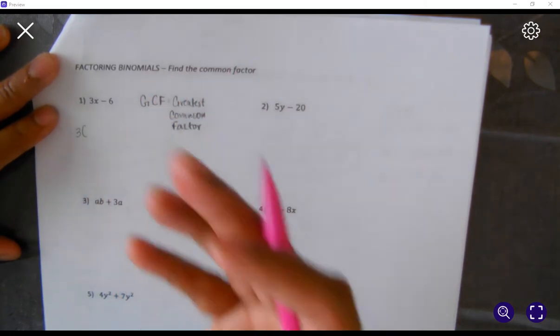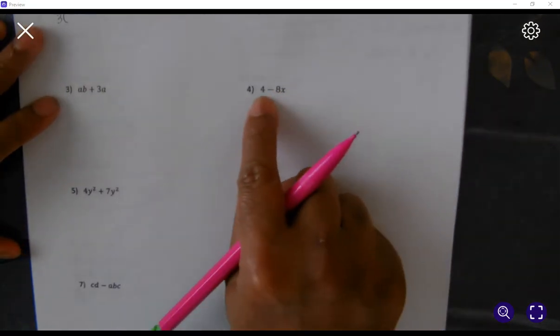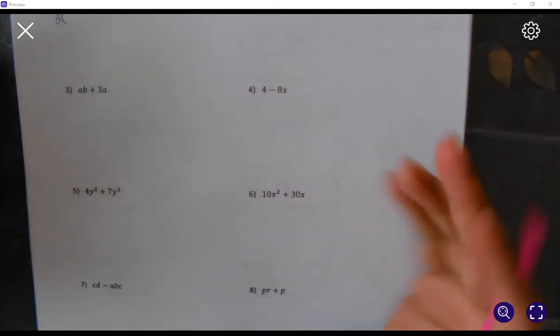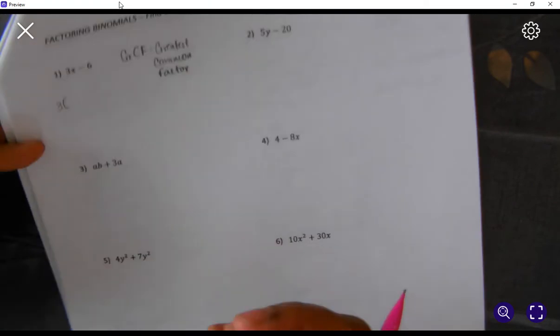Sometimes you have more than one number that goes into it, but like for example number 4, you see that 4 goes into 4 and 4 goes into 8. At the same time 2 goes into 4 and 2 goes into 8. But we want to pick the 4 because the 4 is the greatest common factor.